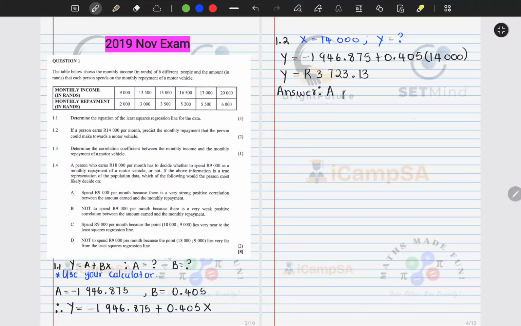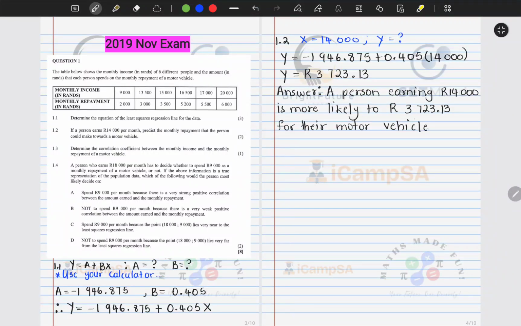So this means that our answer is that a person earning about 14,000 is more likely to pay about 3,723.13 rands for their motor vehicle. Okay, so this is our finding according to this equation of ours.